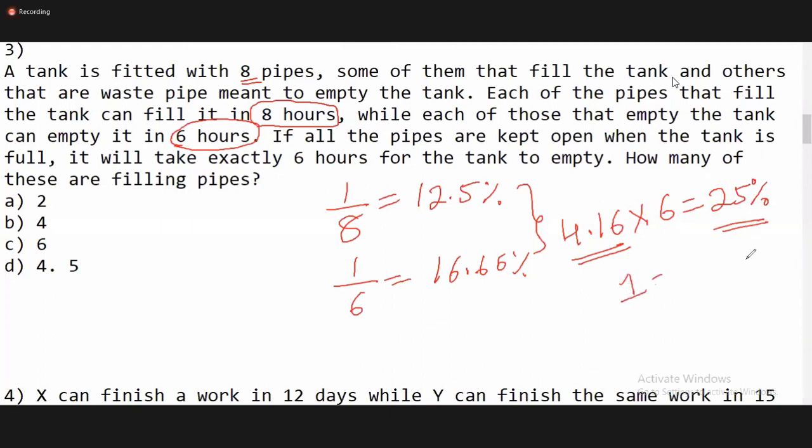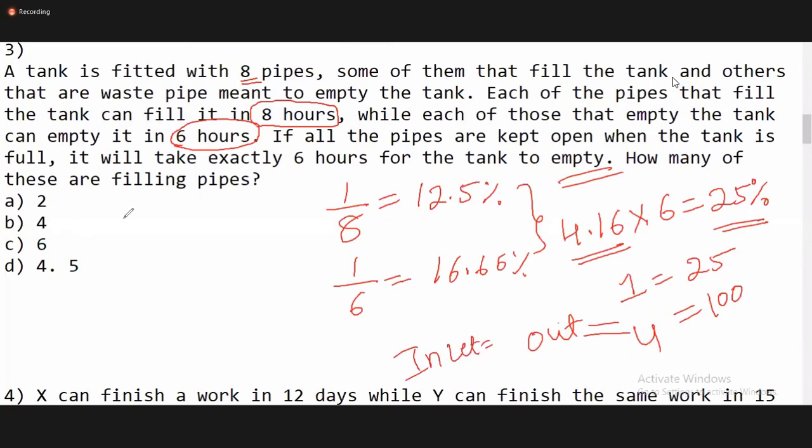With one pipe, 25 liters is going out. If you have how many pipes, 100 liters will go out, because you need to empty the tank. That is our agenda. If you have how many pipes will this happen, Saket? 4 pipes, which means 4 outlet pipes. Outlet pipes are 4. So inlet pipes are how many? Total 8, so 4. That's it. That is your answer.